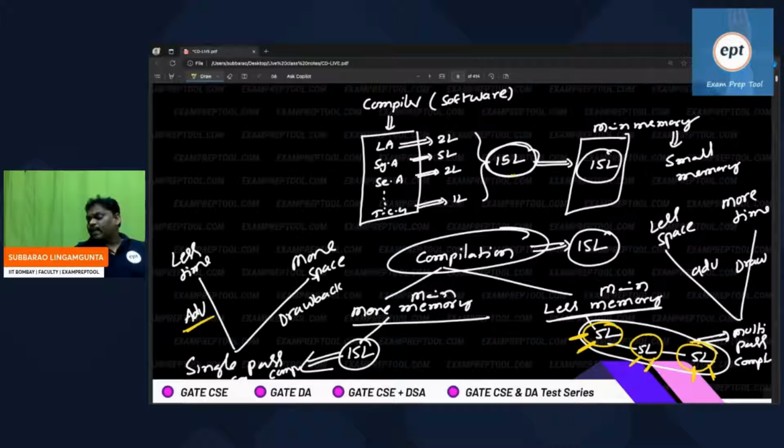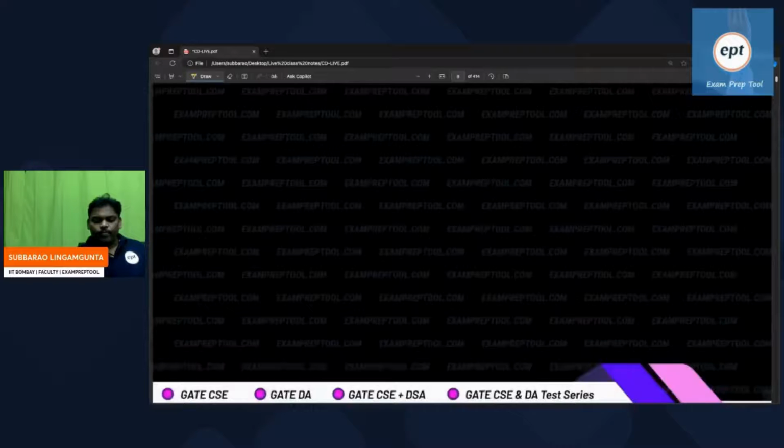What is the advantage you will get? Less space also I can manage. What is the drawback? More time. Single pass compiler advantage: one time going, one time coming. So less time, but more space required. Please remember, this is not that important, but if I don't say it, somewhere you will see multi-pass compiler and single pass compiler and you will get confused. So be careful.